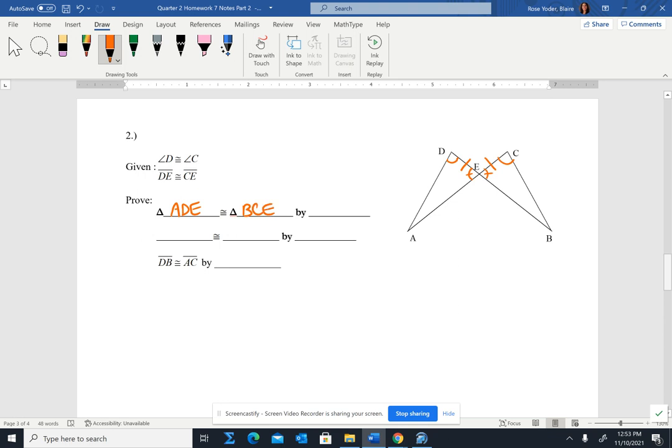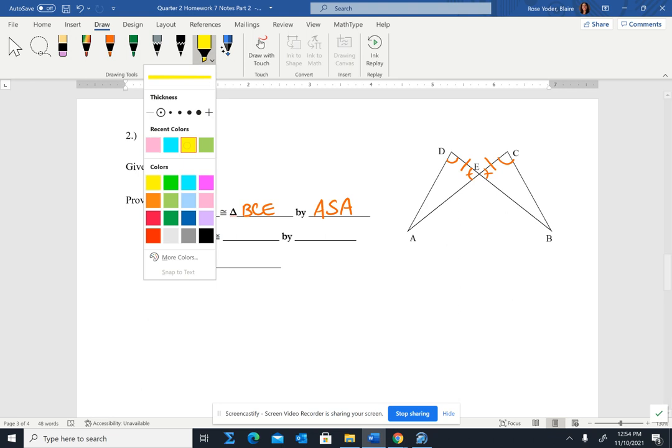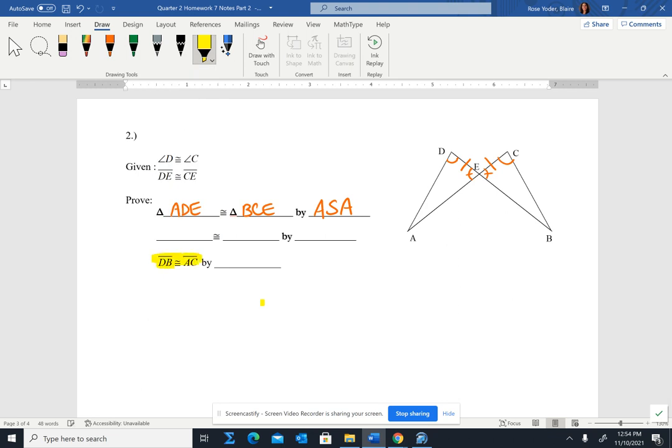All right, which shortcut is this? I have two pairs of congruent angles with the segments in between them congruent. So that's ASA. All right, what are we going to want to prove congruent by CPCTC? Well, this is kind of interesting because this one goes one step further. So let's take a look at what we're going to be proving eventually. DB and AC are congruent to each other.